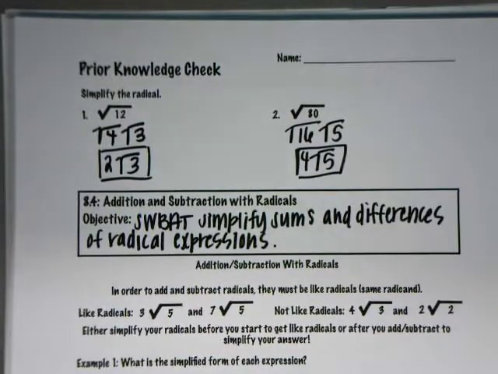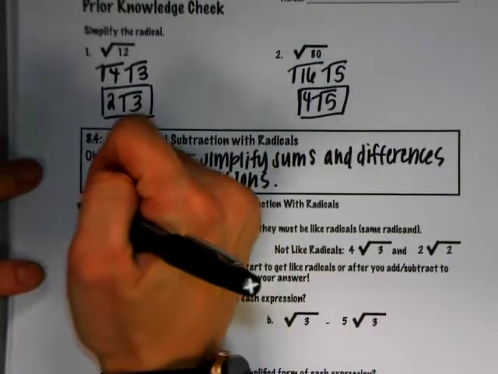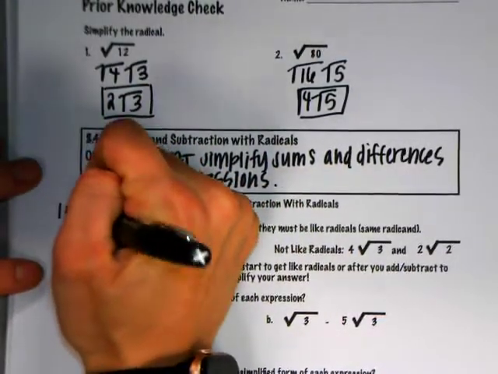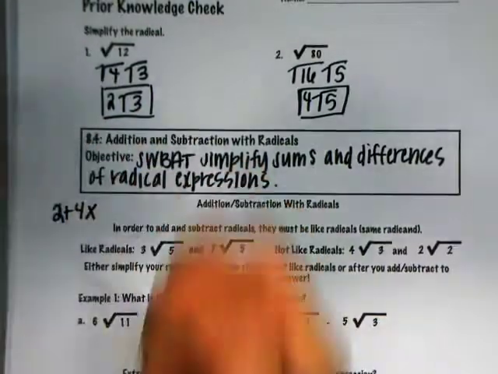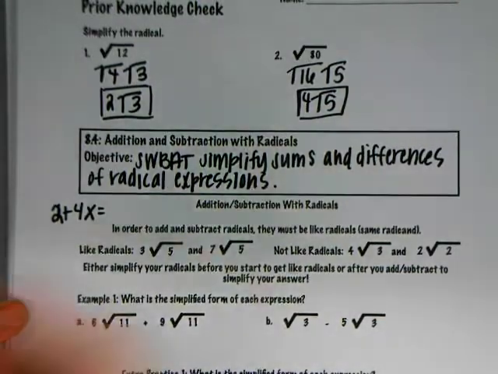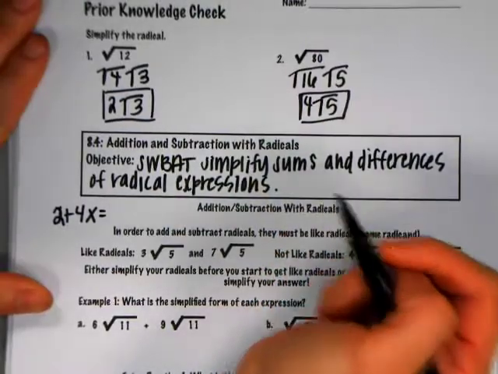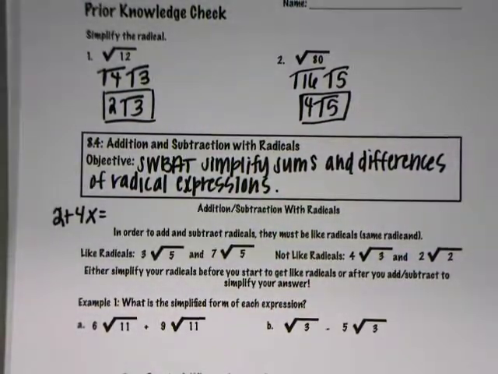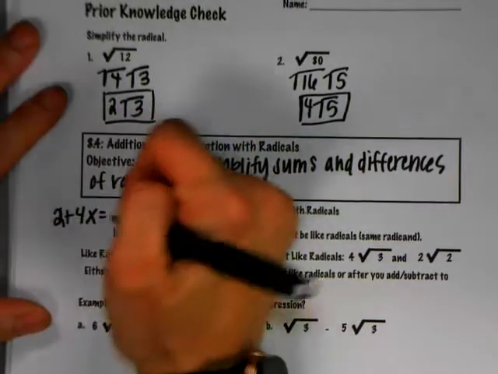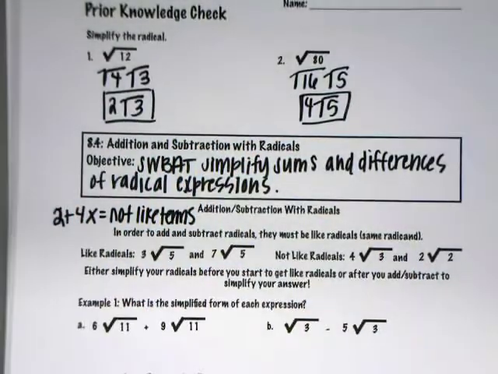So the main thing to keep in mind with this, because we're going to do multiplication and division tomorrow, is if we just look at stuff that has variables, like if I did 2 plus 4x. Can I do that? No, why? They're not like terms. Yep, so you wouldn't be able to add those together because they're not like terms, right?